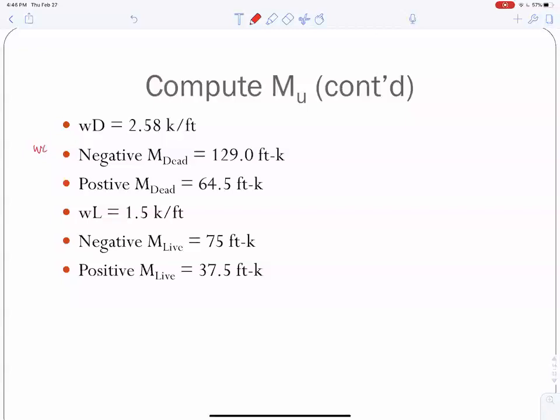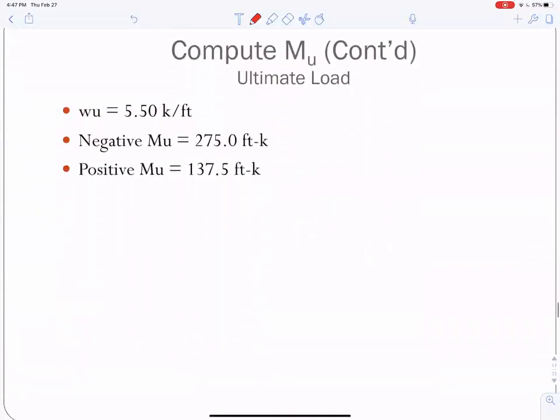Again, I use WL squared over 8 for those and WL squared over 16 for these. And it was nice. I could just take the negative moments and divide by 2. It also was super handy. Okay, you get those dead loads we computed. You do WL squared over 8, WL squared over 16. Get the live load, WL squared over 8, WL squared over 16. You factor those, 1.2 dead, 1.6 live, and you get these. That's negative moment and positive moment.